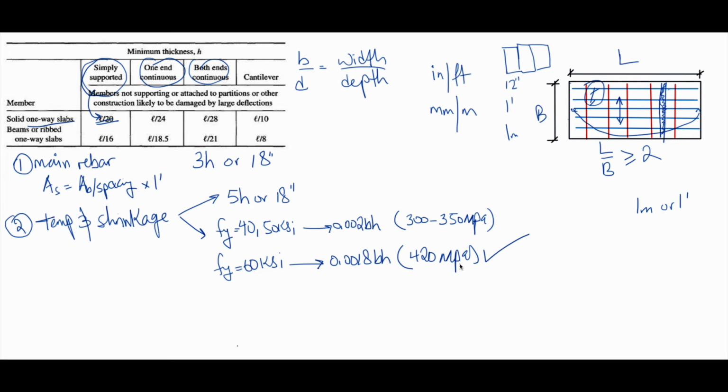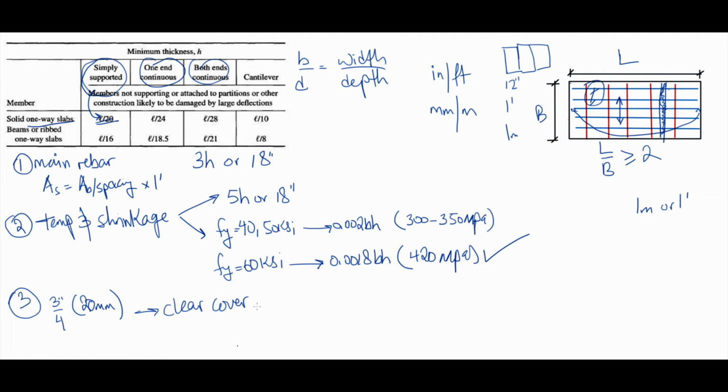Okay, so we talked about why we need shrinkage and temperature reinforcement. We talked about the main reinforcement. Now the last step is talking about the clear cover. So there is the cover that we have to choose. The slab is different from the beam. The code calls for 3/4 inch, or 20 mm, 2 cm. This is called the clear cover, and we're gonna see what it is because it's different from the cover.